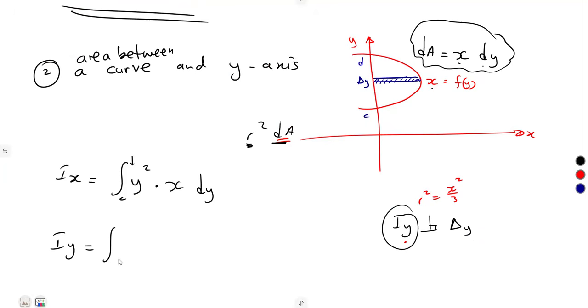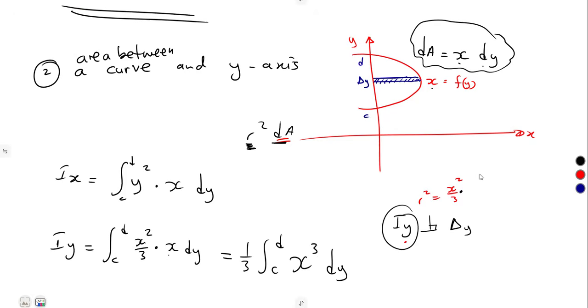So going back to our formula, it is going to be the integral of r squared, which is x squared over 3, times the dA formula, which is x dy. So we simply take 1 over 3 out of the integral. So that's 1 over 3, the integral of x squared times x, that's x cubed, with respect to y. So this is the formula that you're going to use.